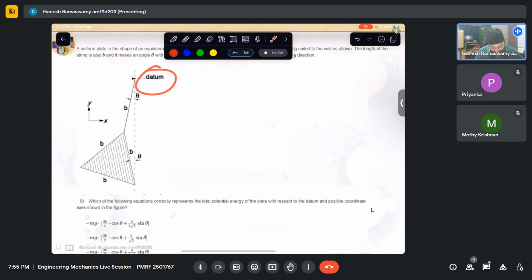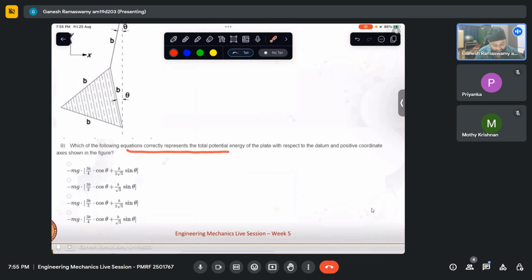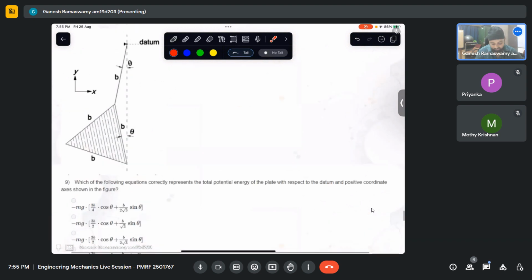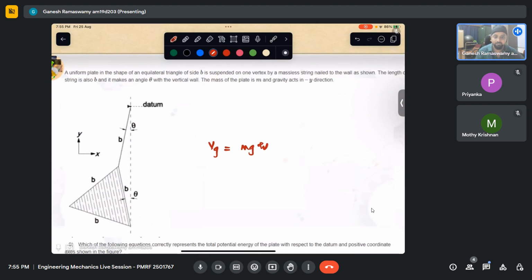So what we have been asked is, which of the following correctly represents the total potential energy of the system with respect to the datum and the positive coordinate axis shown? We know the string doesn't have any mass. So the only mass is the mass of this plate, which is acting like that. So we have only one active force in the system, which is acting at the centroid. Now, what is gravitational potential energy? We know it is mgh. Now, mass is given to be m. All that is pending is how to calculate h. So that is what this question boils down to. So let us look at that.